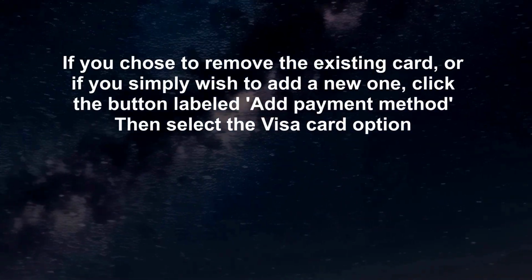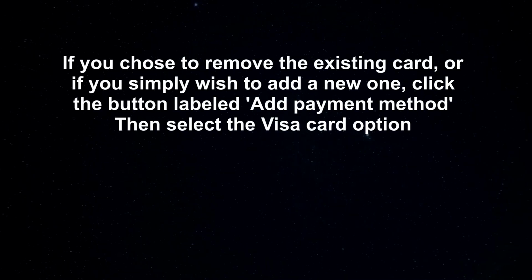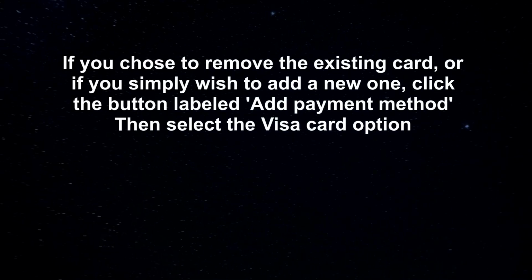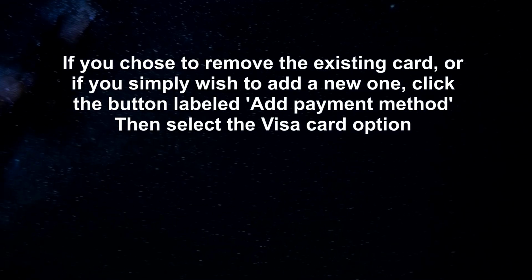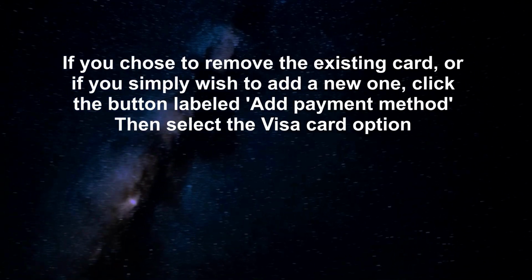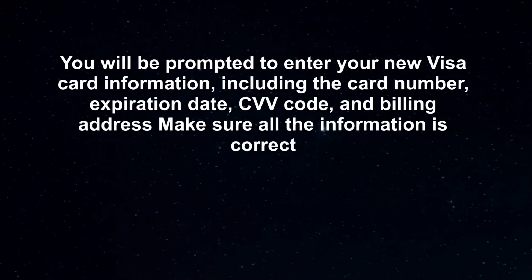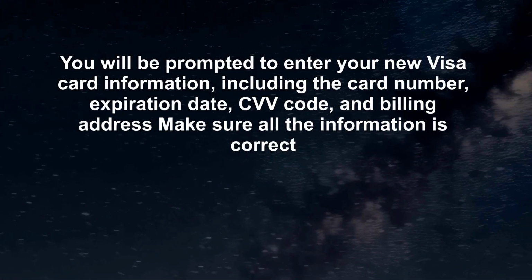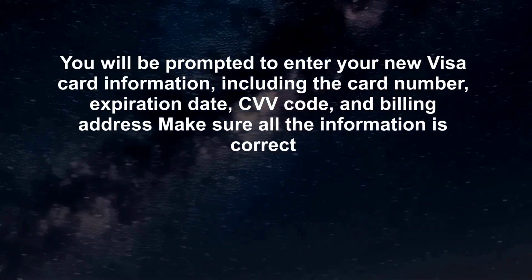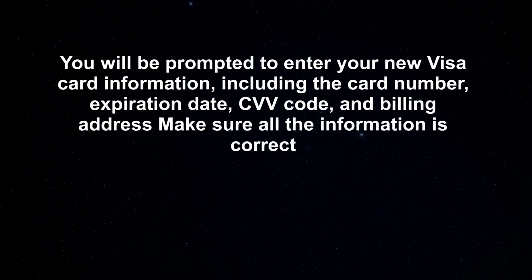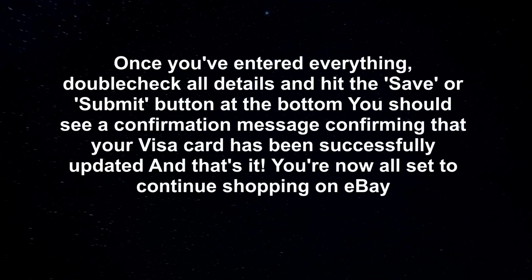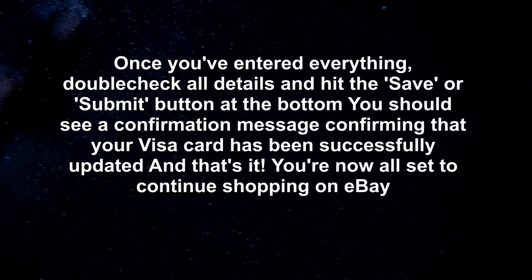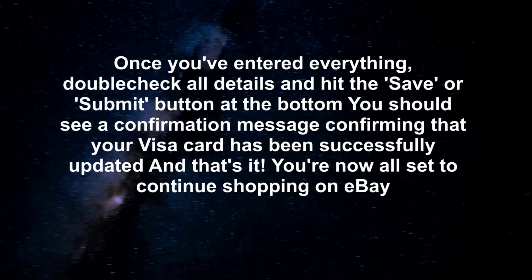If you chose to remove the existing card, or if you simply wish to add a new one, click the button labeled Add Payment Method, then select the Visa card option. You will be prompted to enter your new Visa card information, including the card number, expiration date, CVV code, and billing address. Make sure all the information is correct. Once you've entered everything, double-check all details and hit the Save or Submit button.